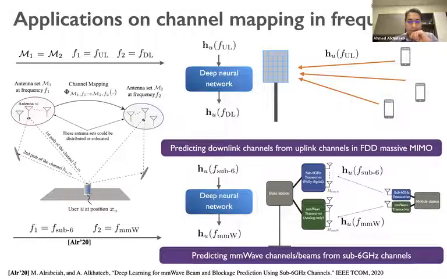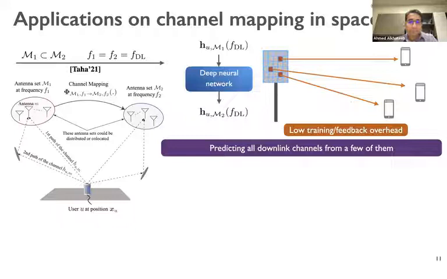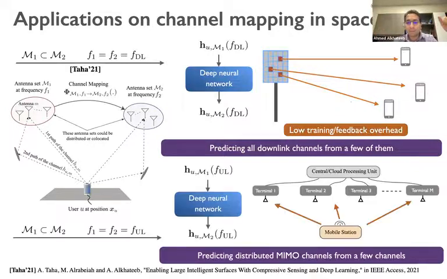I will not go over this in detail, but if you're interested, there are some papers where we talk about different applications, from mapping the channels from sub-6 to millimeter wave with more formal mathematical proofs, to how to go from uplink to downlink in FDD massive MIMO, which is a key challenge. Another way to look at it is channel mapping in space. If we have an FDD massive MIMO system with, let's say, 64 antennas, we can potentially train and feed back only a subset of these antennas, and then use the channels at the subset of antennas to extrapolate using machine learning and acquire the channels at the other sets of antennas.